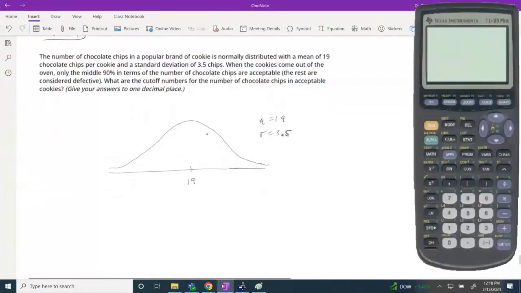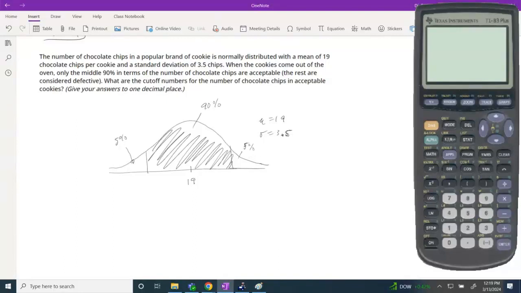So here's what that's going to look like. If I want the middle 90%, so let's just say, for example, this is 90% in the middle. If there's a total of 100%, what is actually left? 10%, right? Because 90% plus 10% is 100%. I would have to take that 10% and break it up into two, right? So that means this would be 5% and this would be 5%, right? Because altogether that would give me 100%.